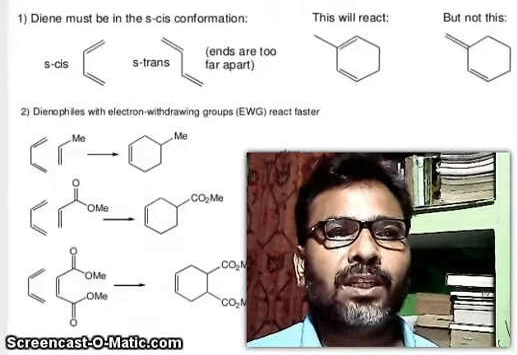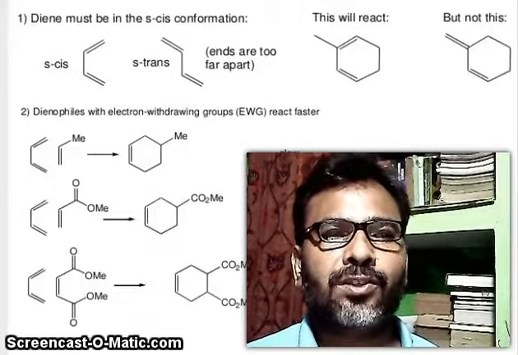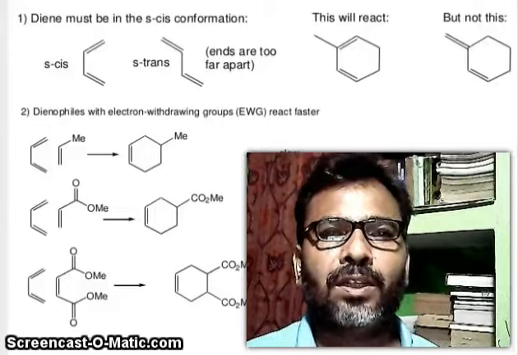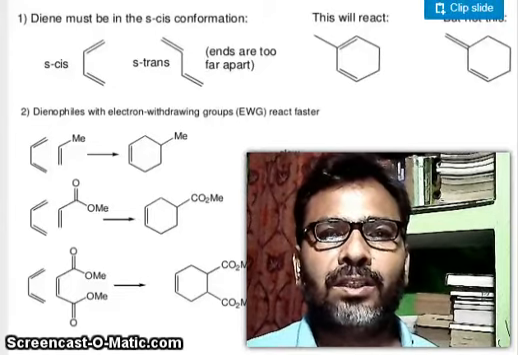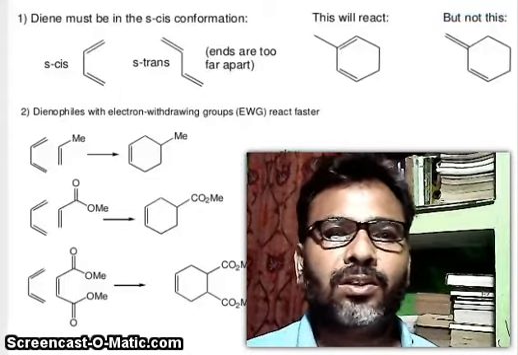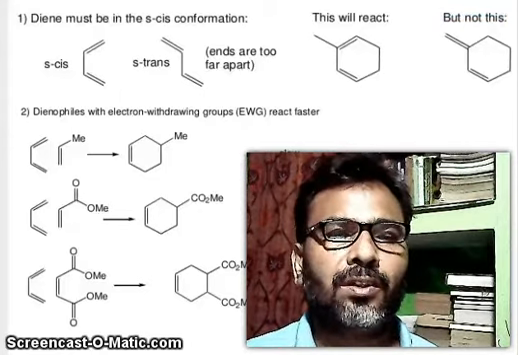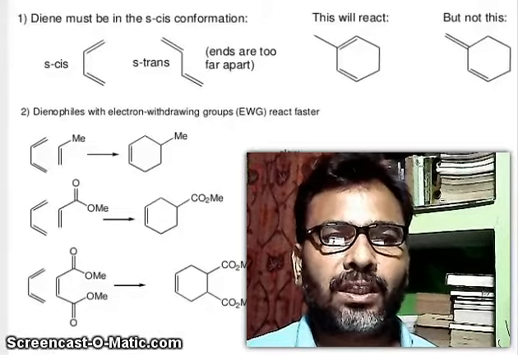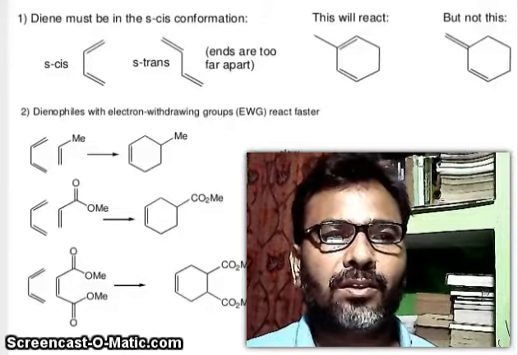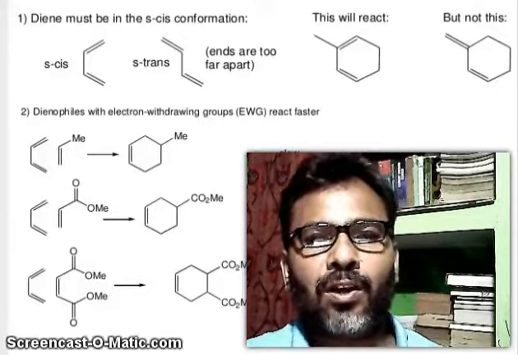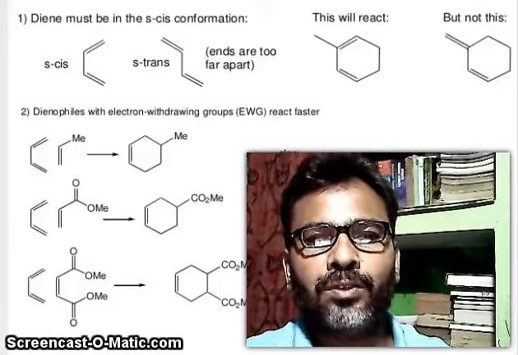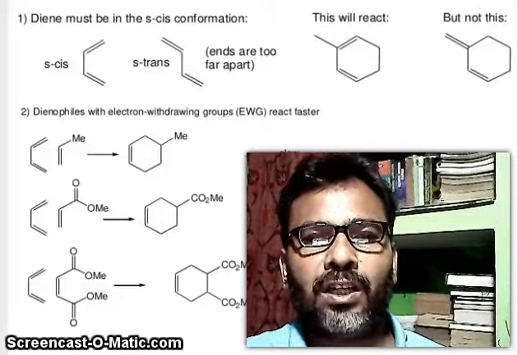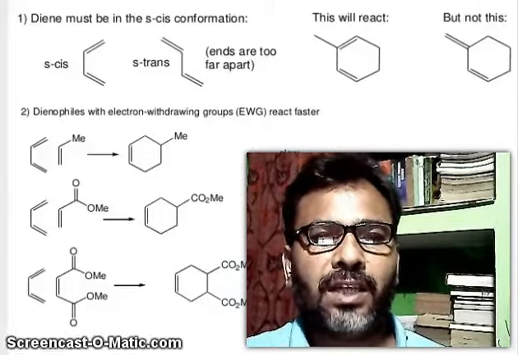Diene must be in the s-cis conformation. This will react, but this will not. So dienophile with electron withdrawing group reacts faster. This is because the electron withdrawing groups reduce the LUMO energy and improve the overlap with the orbitals in the diene.